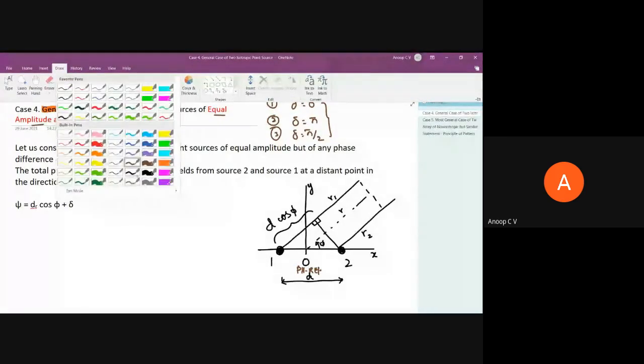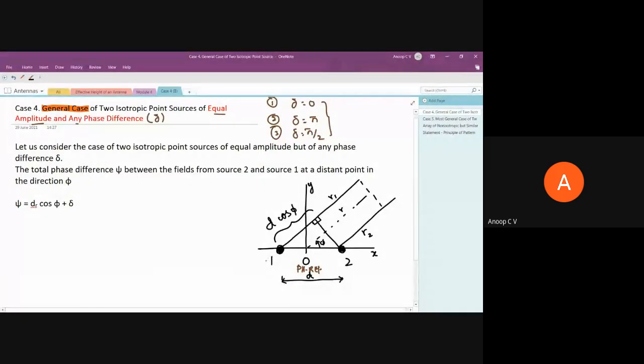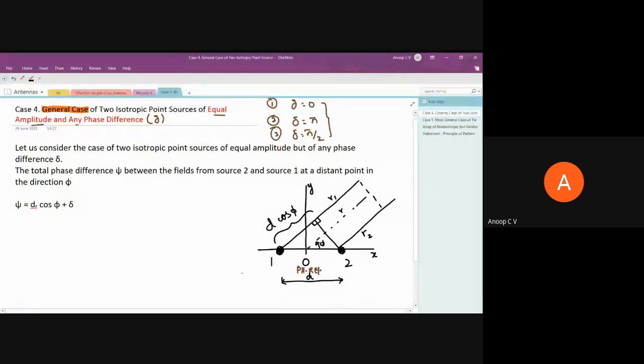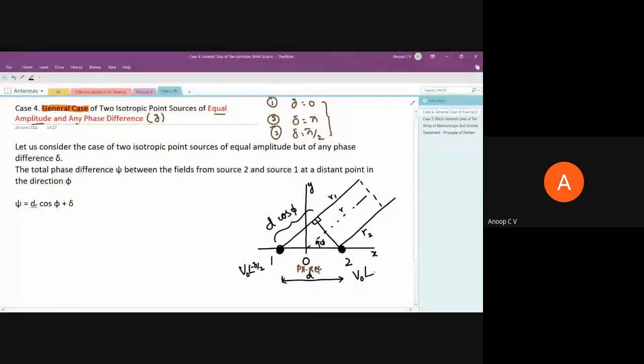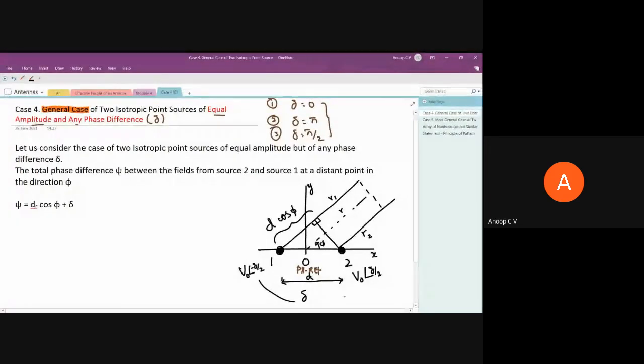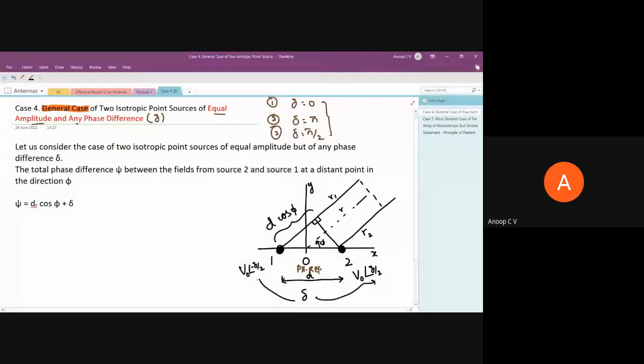So source 1 is excited with some voltage V naught at an angle minus delta by 2, and source 2 again has the same amplitude V naught but angle plus delta by 2. So the total phase difference is delta. If you substitute delta equal to 0, that will be our case 1. Delta equal to pi will lead us to case 2, and delta pi by 2 will lead us to case 3.